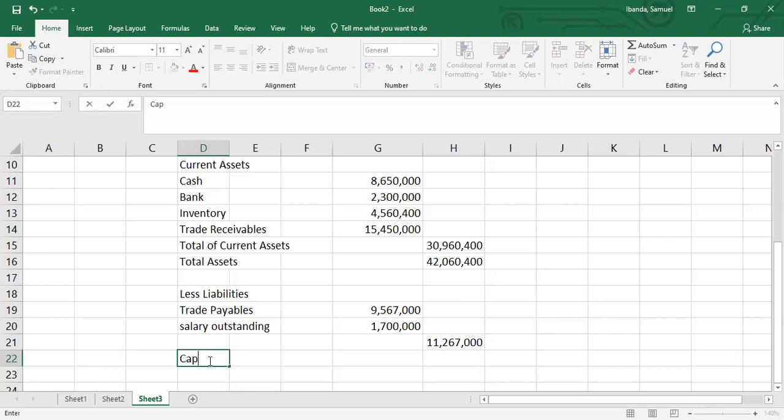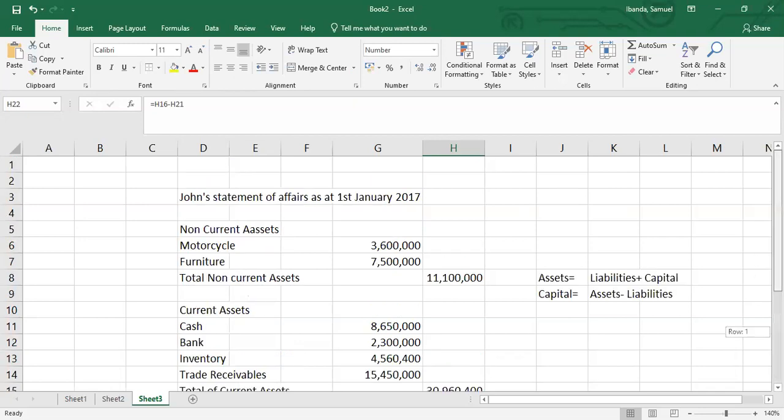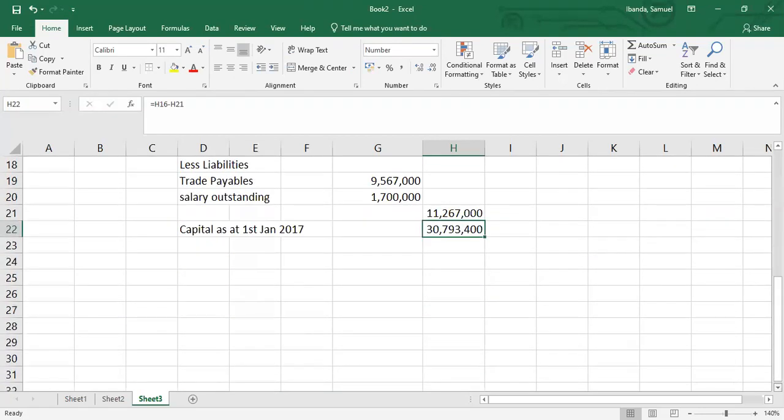In case I had them, I would have included them. And after I've gotten that, I'll now just get my capital, my opening capital, which is the difference between this and that, to give me 30,793,400. So this is your capital as at 1st Jan 2017. So this is what you needed to do to earn the 3 marks from the examiner. Right there, that is what we needed to basically do.